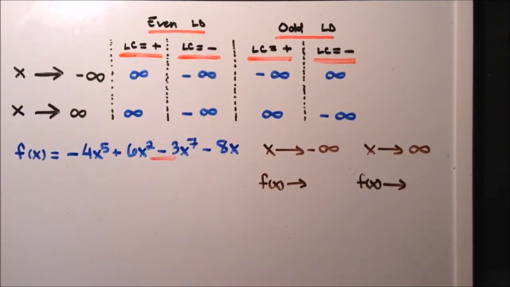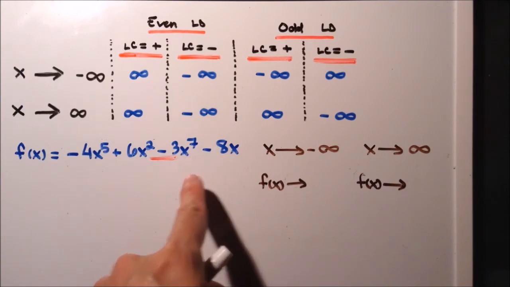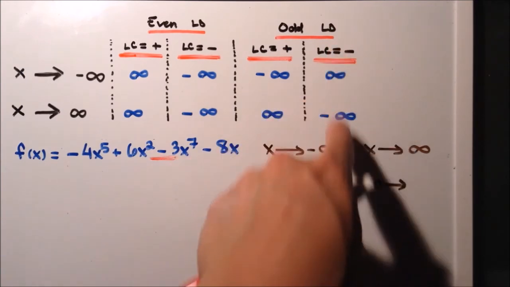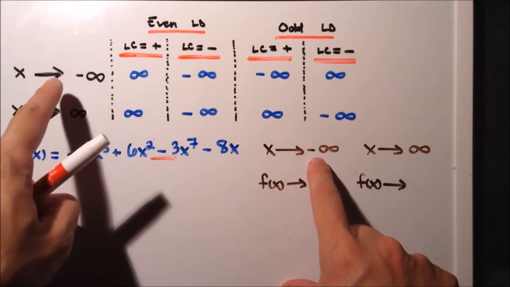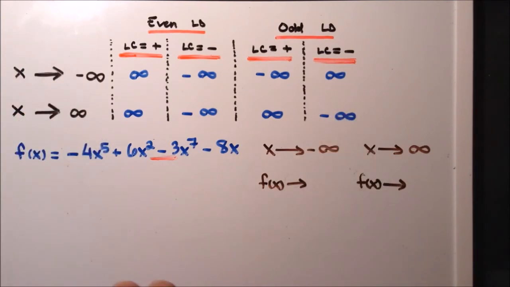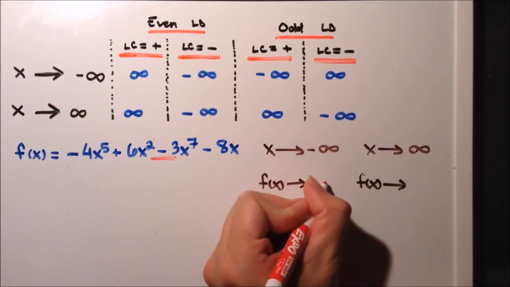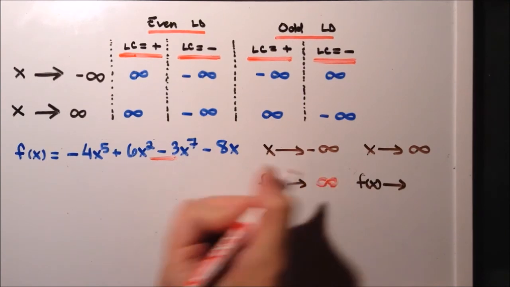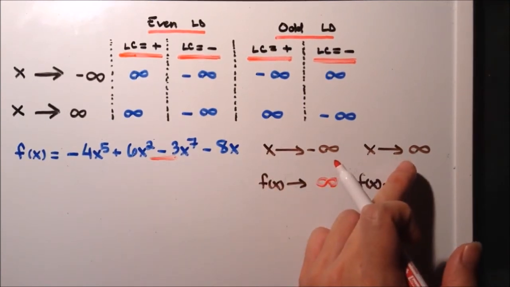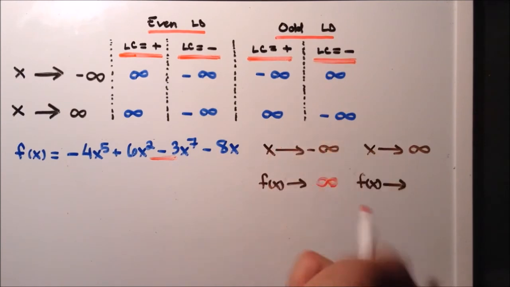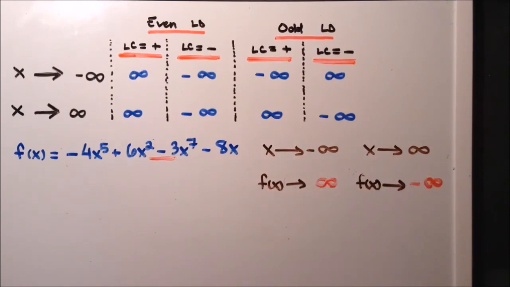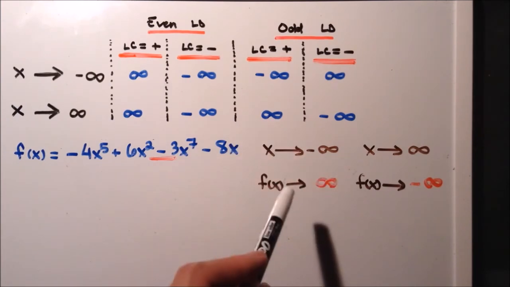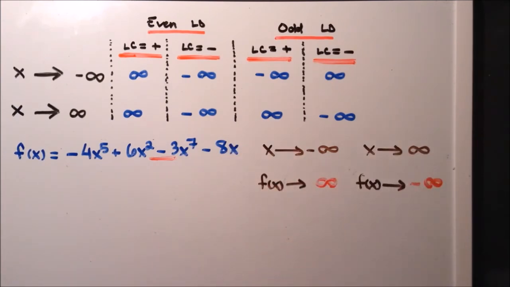So the highest exponent is odd and it's a negative coefficient, so we're going to look at this. As x approaches negative infinity, the left side, then f of x will go towards infinity. As x approaches infinity, the right side, then f of x will approach negative infinity. So this would be my answer for the left side, this would be my answer for the right side.